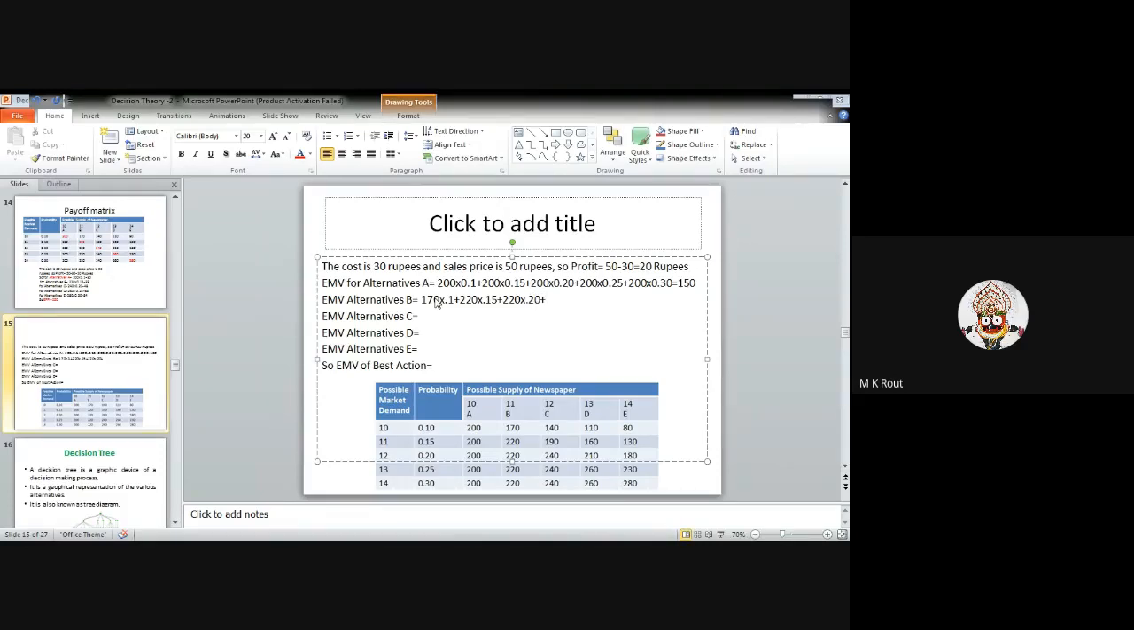plus again that is 220 into how much? 0.25 plus last one is 220 into 0.30. Sir, for alternative A, it is 200. Okay, it is 200. Just a minute. First one is 170 into 0.1, 220 into 0.15, 20.